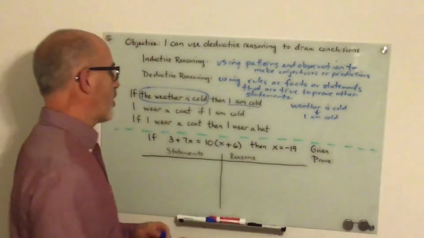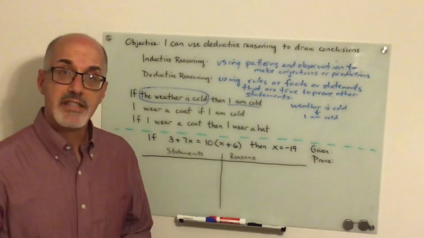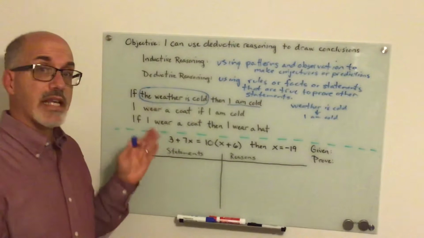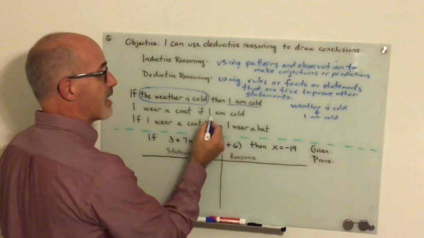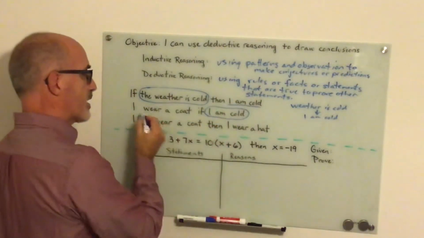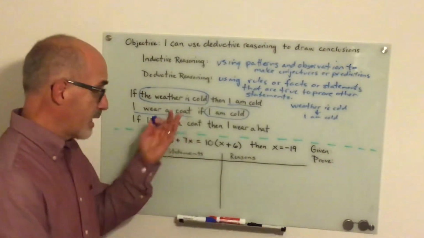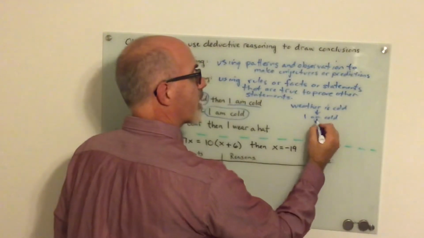Okay? Now, in this next one, I wear a coat if I am cold. The hypothesis comes after the if in this statement, so it's not at the beginning of our statement here. Instead, this conditional statement has the hypothesis after the if later on. The conclusion is at the beginning. I conclude that I'm going to wear a coat if I am cold. And so if I'm cold, that leads to me wearing a coat.